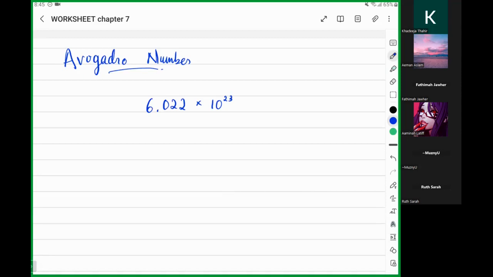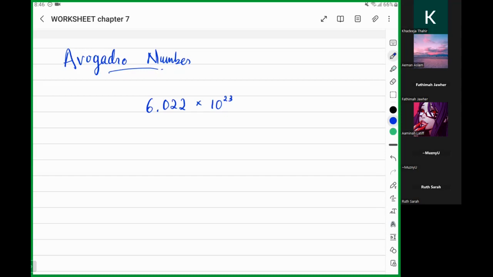Out of some things that you have to remember in this lesson, you need to know what is atomic mass, the formula for relative atomic mass and relative molecular mass, and that atomic mass unit is 1/12 of the mass of a carbon 12 atom. One more thing you need to know is the Avogadro number value. This number, 6.022 into 10 to the power 23, is something you need to memorize. So this is the Avogadro number.